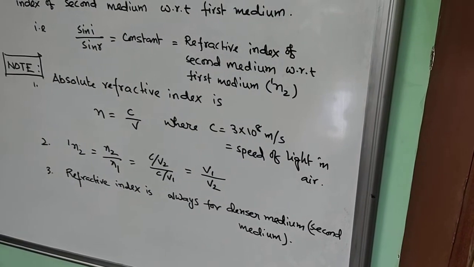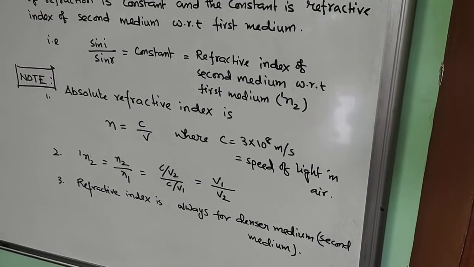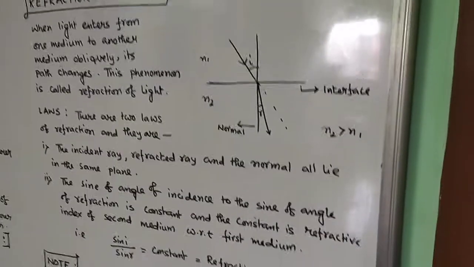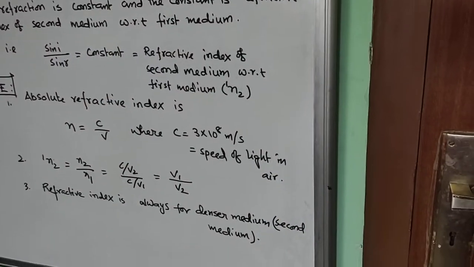And the third point, you must remember, the refractive index is always for denser medium. Here we are considering rarer to denser. The denser medium is your second medium.